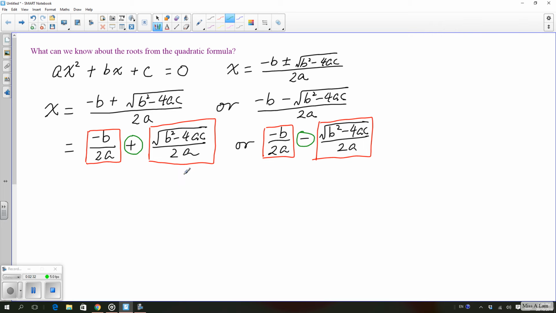Now, if we just look at this structure, it means that actually the roots of a quadratic equation come in pairs. And the roots consist of two parts. The difference is that the sign connecting these two parts is different. One is plus and one is minus.